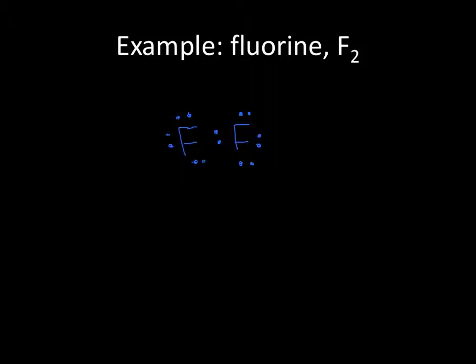And if I wanted to tidy up and use a straight line, I could do this and then draw the non-bonding pairs around the outside. And so this diagram again shows that what happens in fluorine is that each atom will share 1 electron, and we'll get a bond between the 2 atoms. So this is how to do Lewis structures.